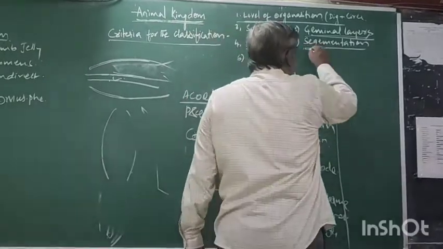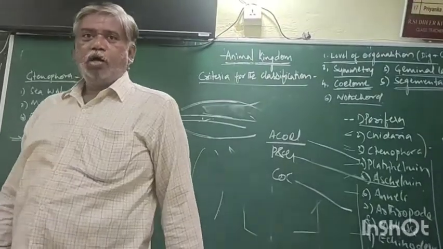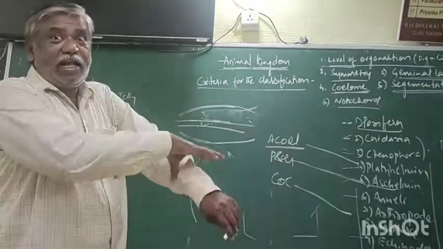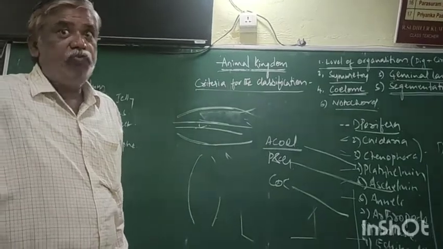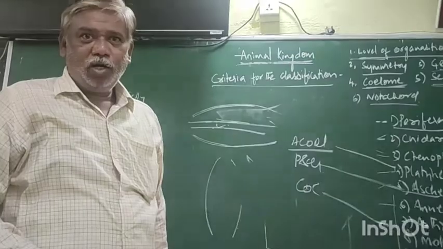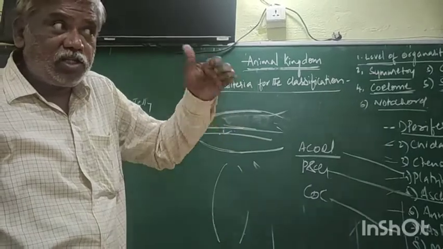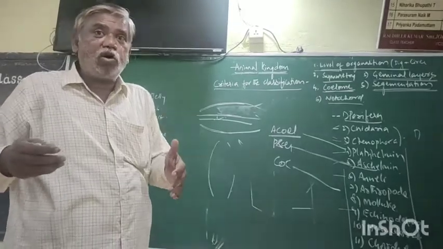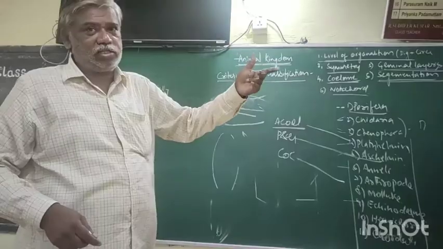The next one, segmentation, metameric segmentation. If you take any body externally, some rings are there, circular rings, like nodes and internodes of a stem. If you take the earthworm, externally the body has rings. These rings are called external segmentation. Where external segmentation is there, internal septa is there. The septa are called internal segmentation.